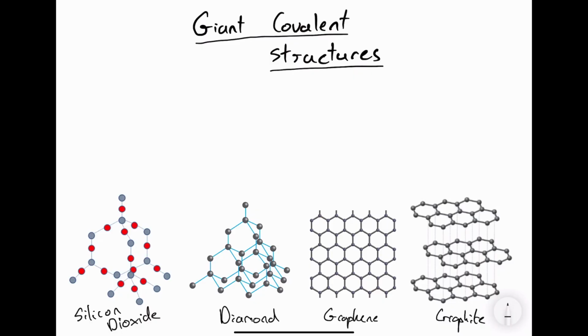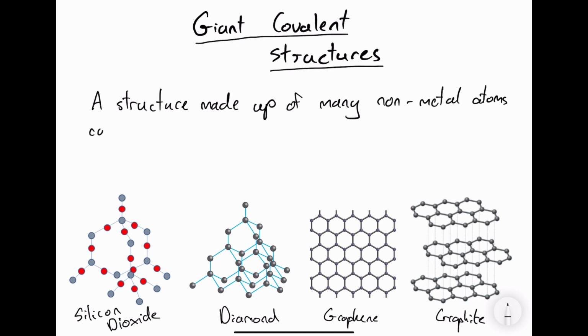In this video, we're going to be looking at giant covalent structures. A giant covalent structure is a structure made up of many non-metal atoms covalently bonded together.